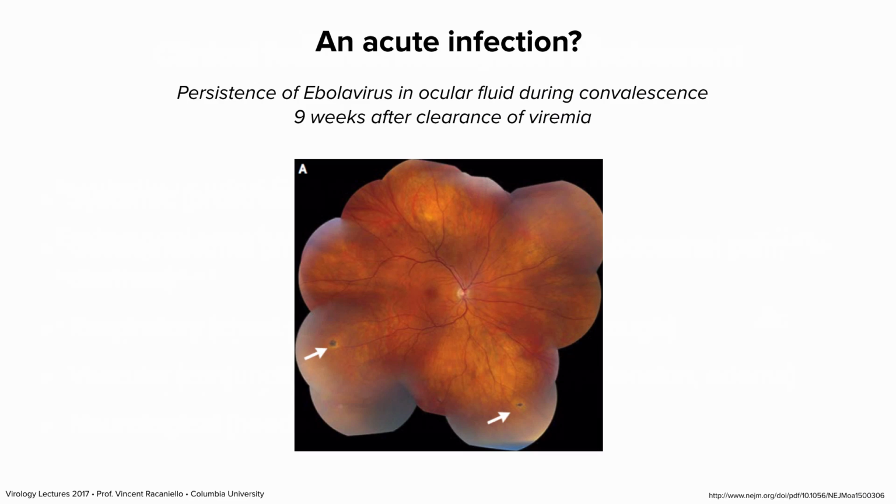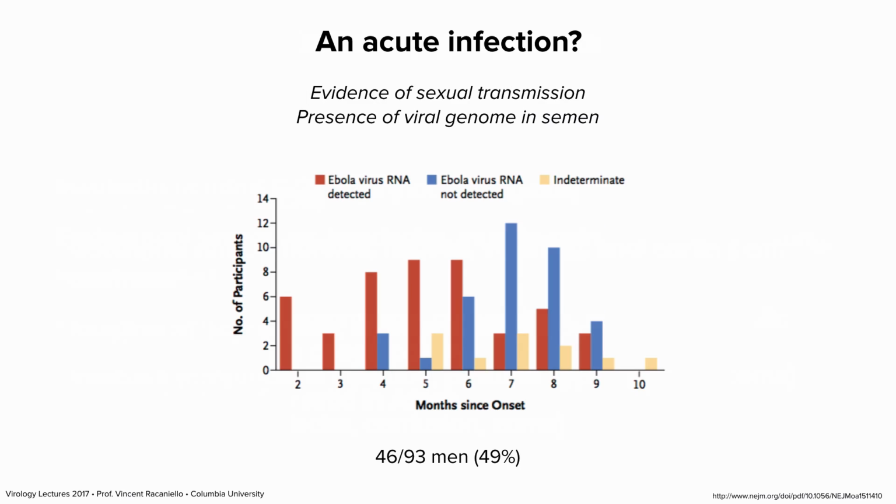But many weeks after some of these individuals who were infected recovered, virus was found in ocular fluid, 9 weeks after clearance of viremia, which of course is virus in the blood. And there's some damage in the retina here, you can see, caused by infection. So there's virus in the vitreous humor, which is an immunoprivileged site. How it got there and how long it was there is not known, because there are very few cases to study, so we're not really sure.